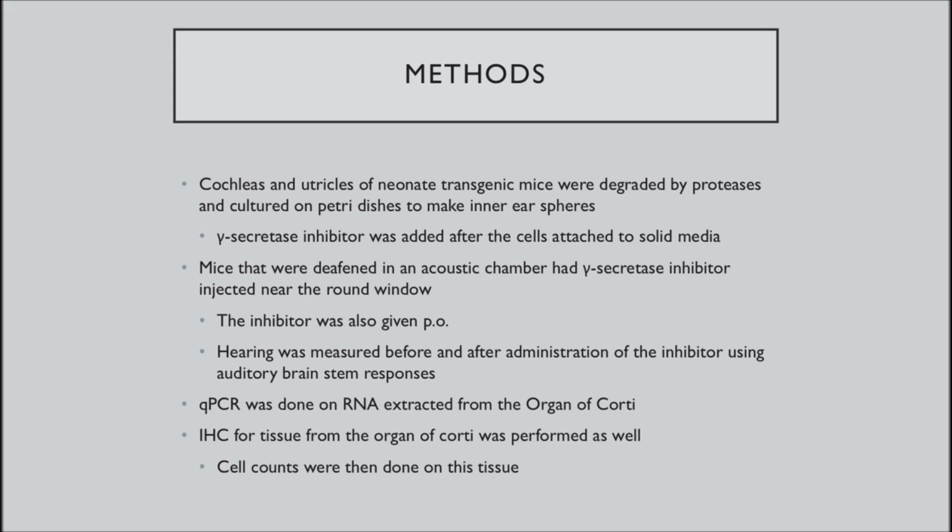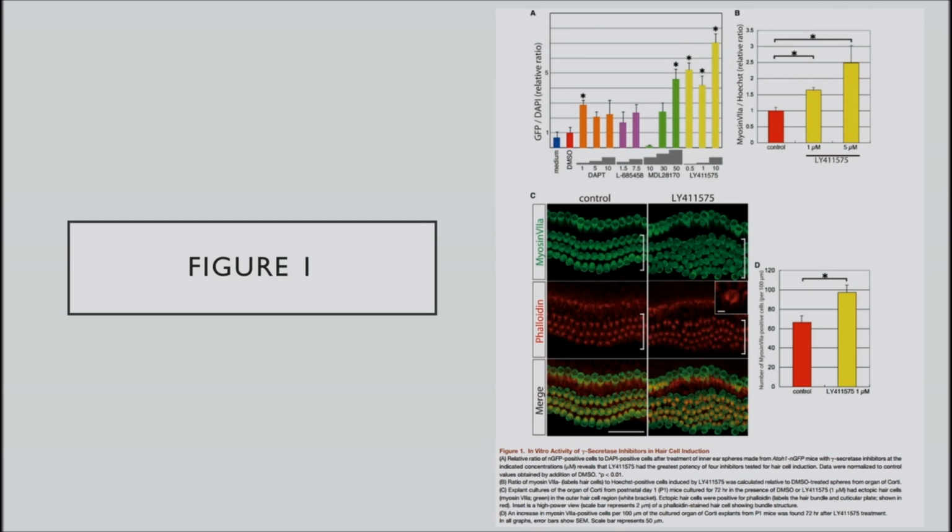Immunohistochemistry for tissue from the organ of Corti was performed as well, and cell counts done in this tissue were then recorded. In Part A of Figure 1, the researchers found the most potent gamma secretase inhibitor to be LY411575. I'll refer to LY411575 as just gamma secretase inhibitor through the rest of the presentation for simplicity's sake.